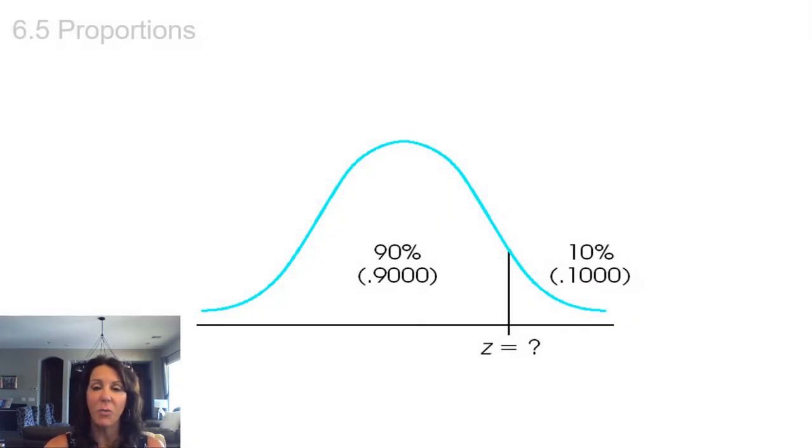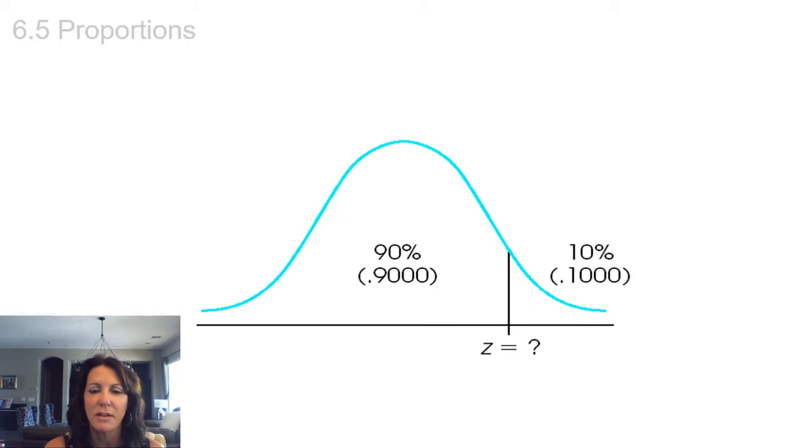Well, sometimes all we know is the proportion that we're interested in. So let's say we're interested in finding out the z-score that sets off the top 10% of a distribution. And so 10% is equal to a proportion of 0.1000. So we're looking for 10% in this case, and we're looking for 10% in the tail because we're looking for the top.